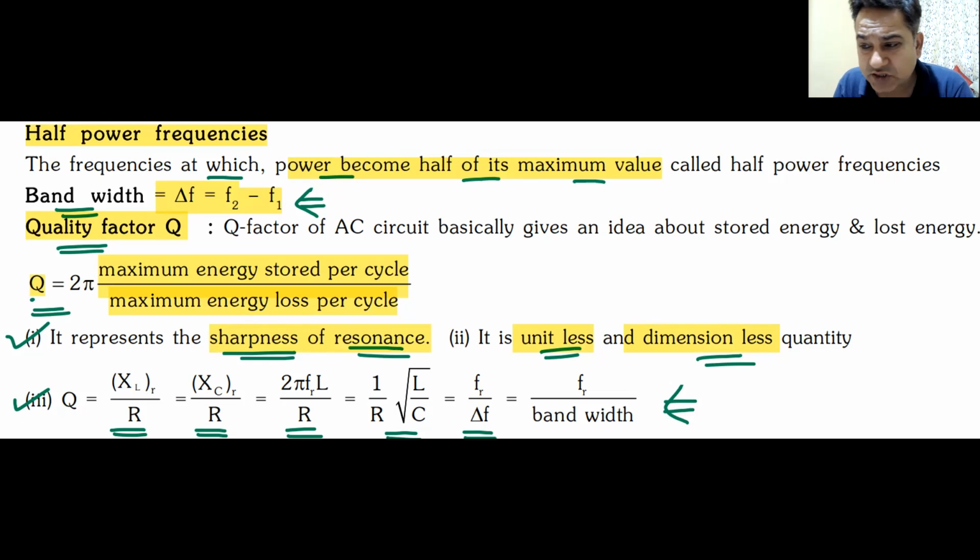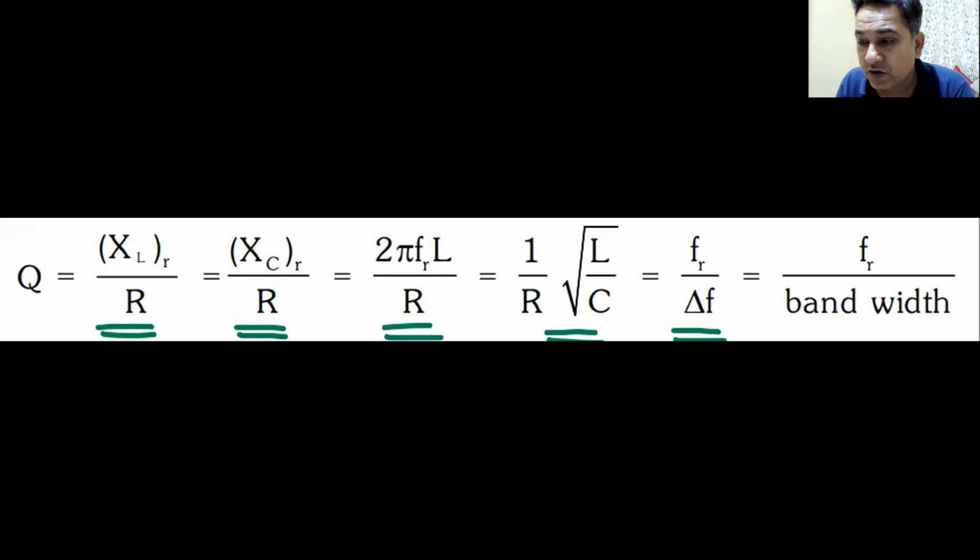Quality factor. It represents the sharpness, unitless, dimensionless quantity, maximum energy stored divided by maximum energy lost. And then these are the formulas that you must remember for quality factor. XL at resonance divided by R, or XC at resonance divided by R, 2 pi into resonant frequency into L by R, or you can write it as 1 by R into root of L by C. FR stands for resonance frequency. You can write it as F naught as well, depends on how you are writing F. Resonance frequency divided by the bandwidth. These are the formulas that you must remember.